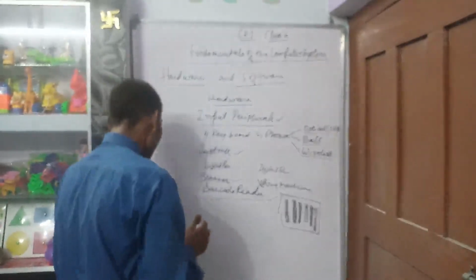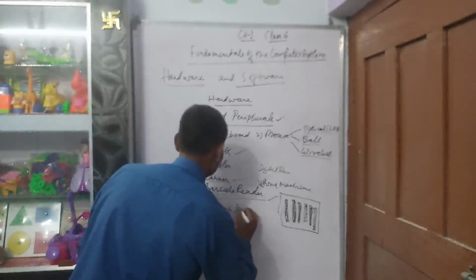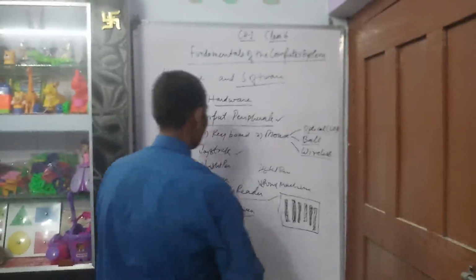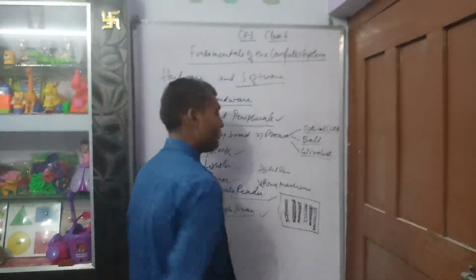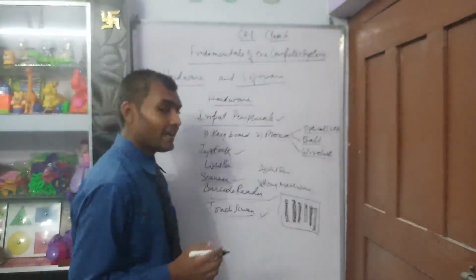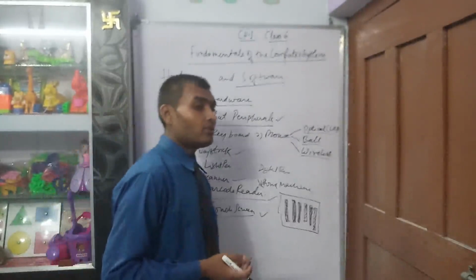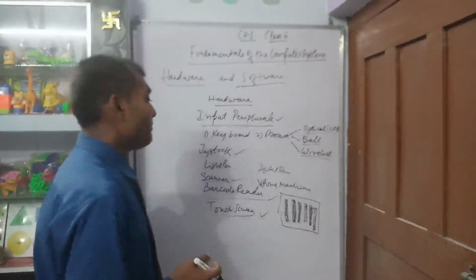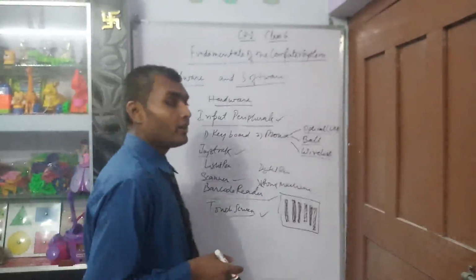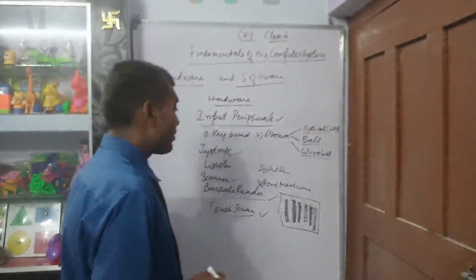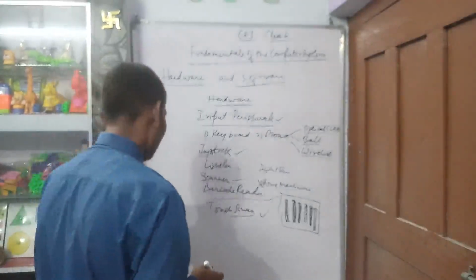Next input device is the touch screen. All of you know that all the modern gadgets, such as smartphones, smart TVs, or the ATM machines you use in banks, have touch screens. You just put your finger on the option given on the touch screen and all the tasks are performed.